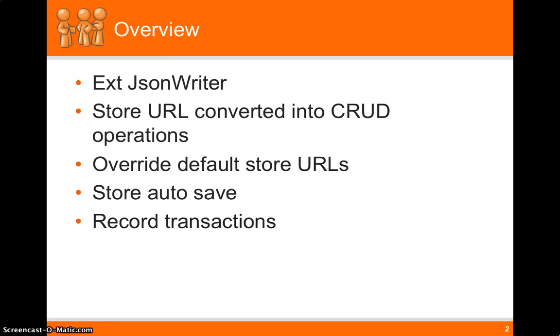So the overview is that we're going to be looking at the Ext JSON writer. We'll also see how the store converts CRUD operations into RESTful URIs. We'll also show how to override those default store URLs that are generated. We'll see how the store autosave works, and we'll also look at how record transactions work within the store.